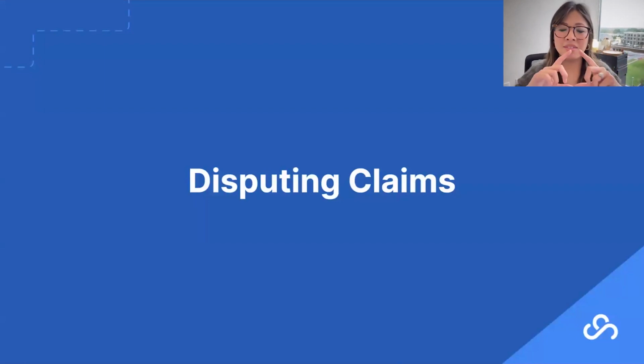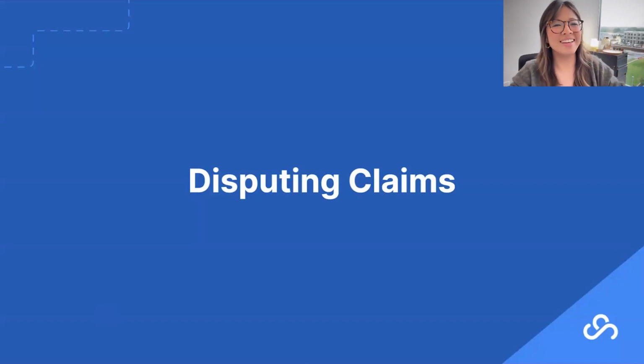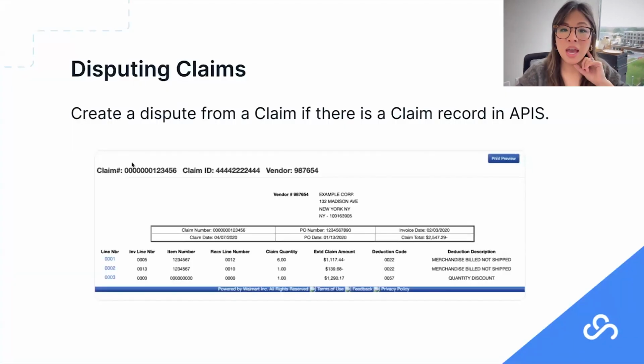So APIS is where you can see that you have claims, and we'll show you what that looks like in a second. And APDP is the system that you actually go into to then submit the dispute. So I just wanted to give you guys a little bit of that context and background so you know when to start looking at these applications. So disputing a claim, as I mentioned, is essentially disputing a deduction that you've received from Walmart. You can create a dispute from a claim if there's a claim record in APIS.